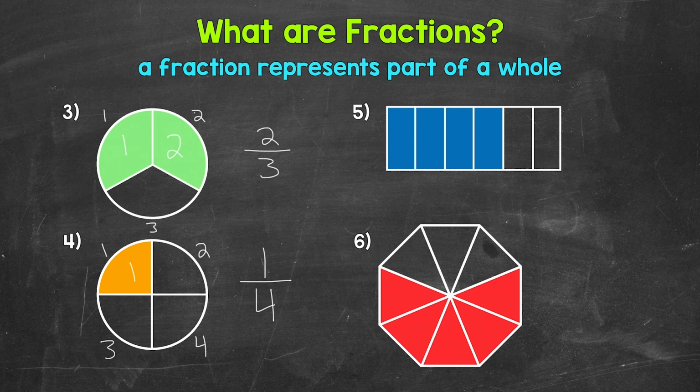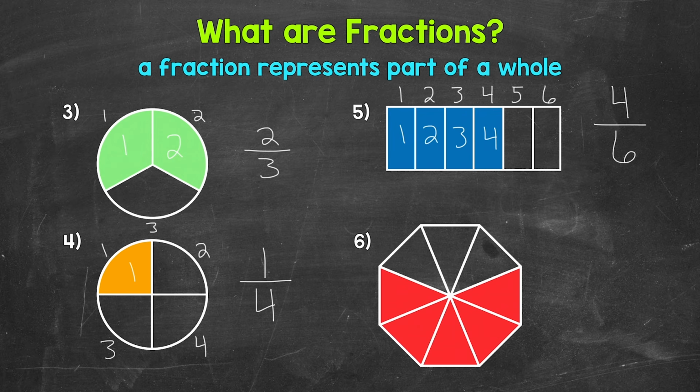Moving on to number 5, let's start with how many total equal parts the whole rectangle has been divided into. 1, 2, 3, 4, 5, 6. So that's our denominator. Now we need how many equal parts have been shaded. 1, 2, 3, 4. So that's our numerator. We get 4 over 6, which we would say 4/6. 4 out of 6 parts are shaded.